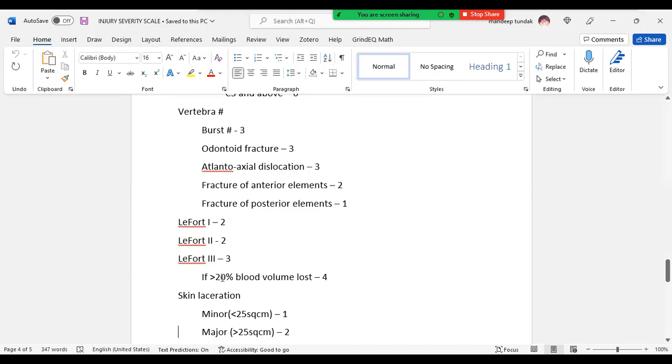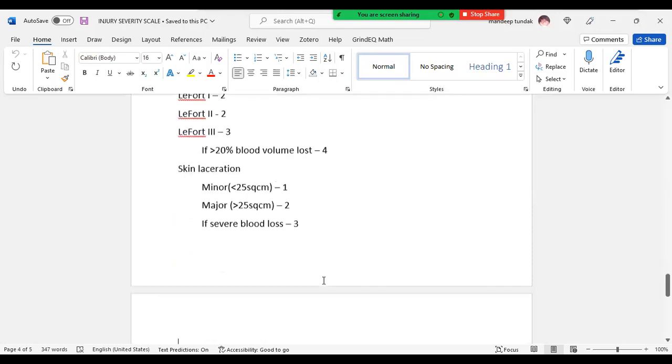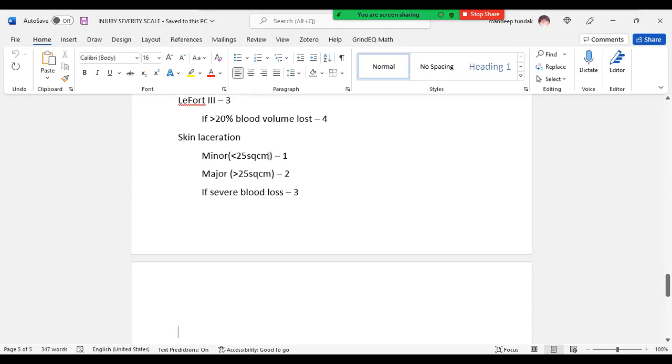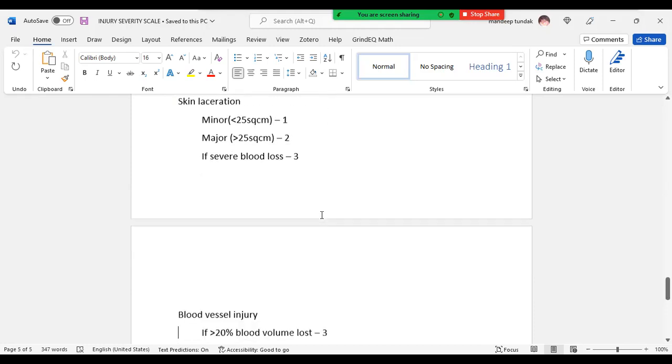And if it is associated with more than 20% blood volume loss, then the score is 4. Coming to skin laceration, if it is a minor injury, less than 25 centimeter square, the score is 1. For major laceration, which is more than 25 centimeter square area, it is 2. If severe blood loss more than 20%, then the score is 3.